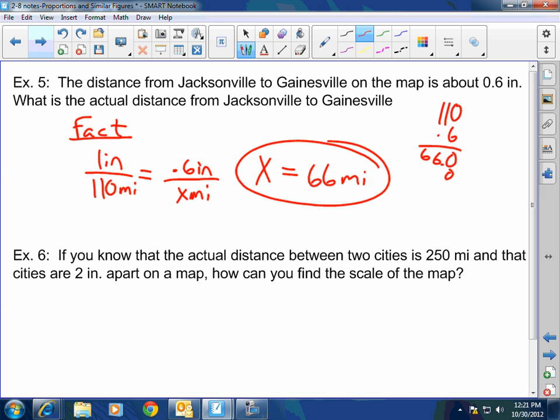Does it make sense? Now, let's reverse it. Let's find the scale actually. If you know that the actual distance between two cities is 250 miles, and that the cities are 2 inches apart on a map, how can you find the scale of the map? Find a unit rate here. We know that 250 miles over 2 inches. What's the unit rate? Andy?